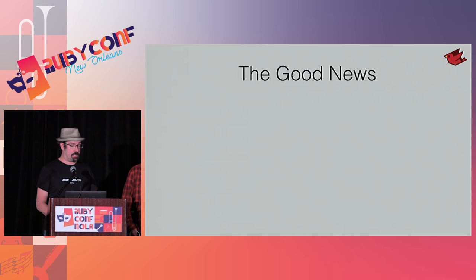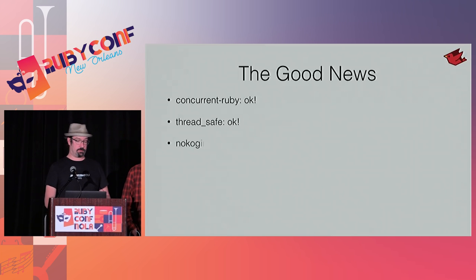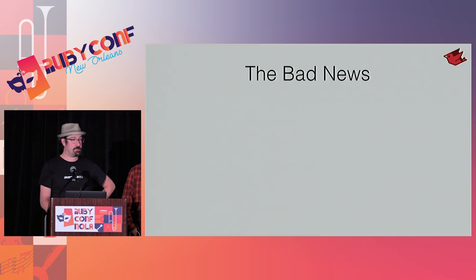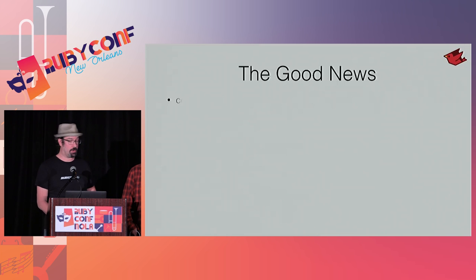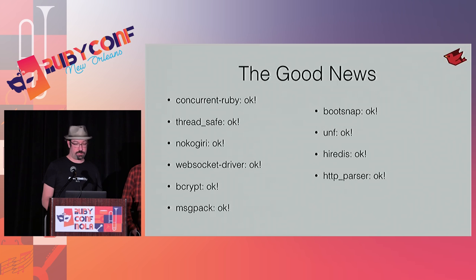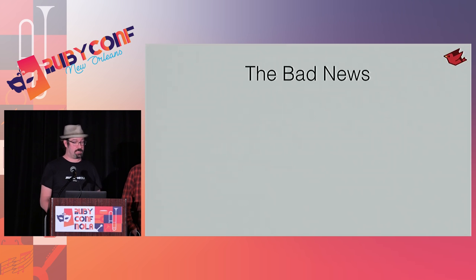So the good news for Mastodon was that all of these different libraries actually did have JRuby versions. Several of these I've never even heard of. So these are other people that are doing the work to make them supported. All right, so that's pretty cool. The bad news, unfortunately, was that there were a bunch of extensions that didn't have JRuby versions.